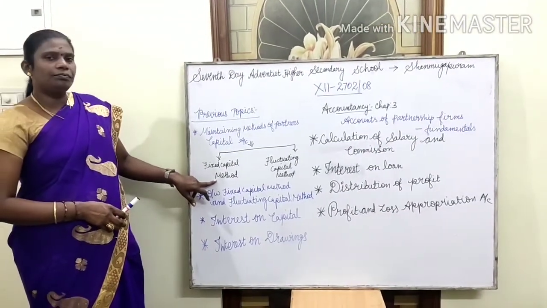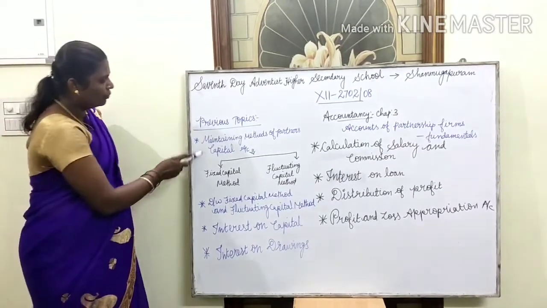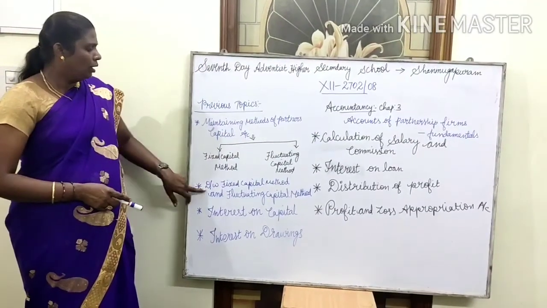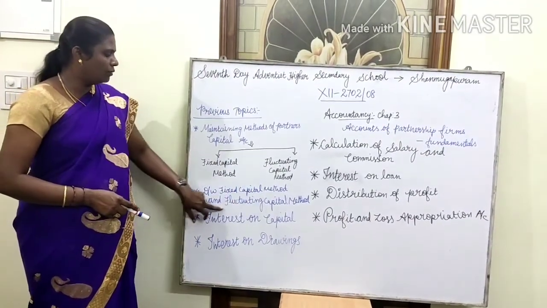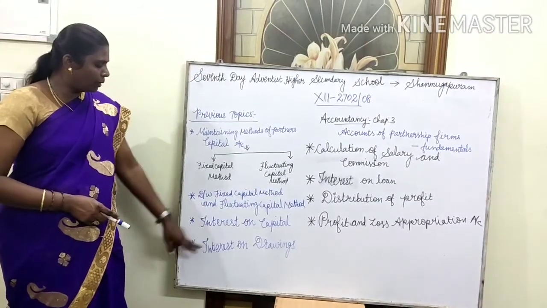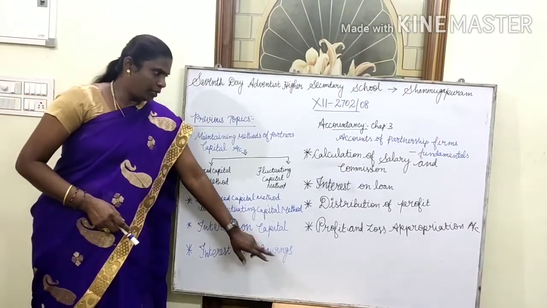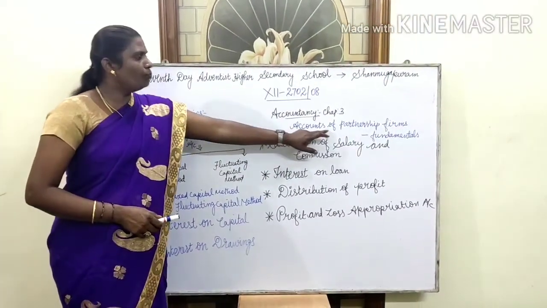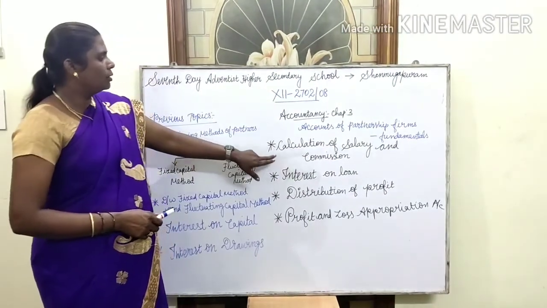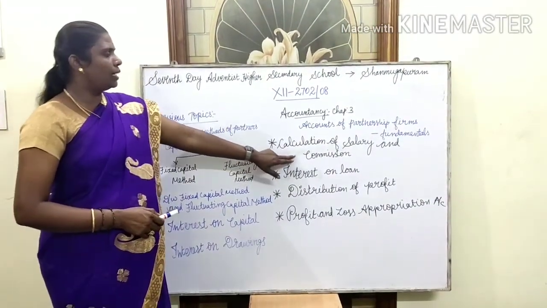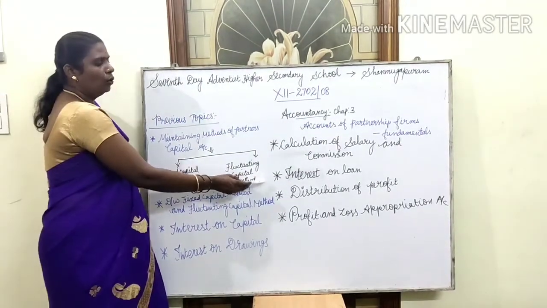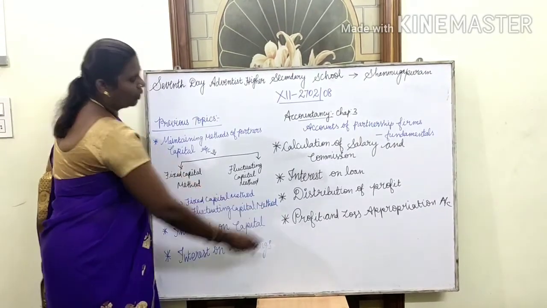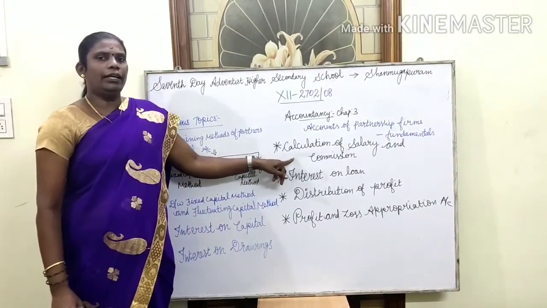In the previous class, we discussed four topics: maintaining methods of partners' capital account, difference between fixed capital method and fluctuating capital method, interest on capital, and interest on drawings. Today we will see chapter 3, accounts of partnership firm, basic concept. Under the topics: calculation of salary and commission, interest on loan, distribution of profit, profit and loss appropriation account. First we can see salary and commission.